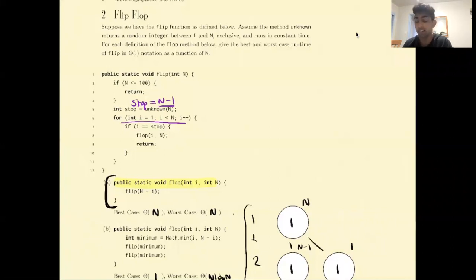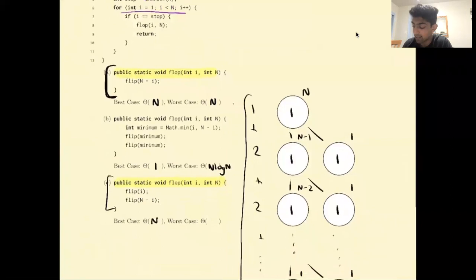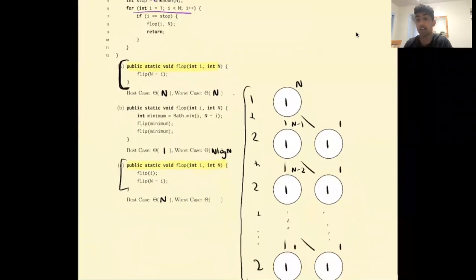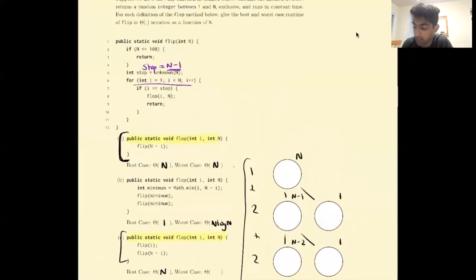In this case, we will actually get the same exact tree in terms of structure. The only difference now is the work per node is different. Let me elaborate. So if we set stop equal to n minus 1, it means that we have executed around n minus 1 steps in this for loop. I'm just saying that we're doing around n work, okay?